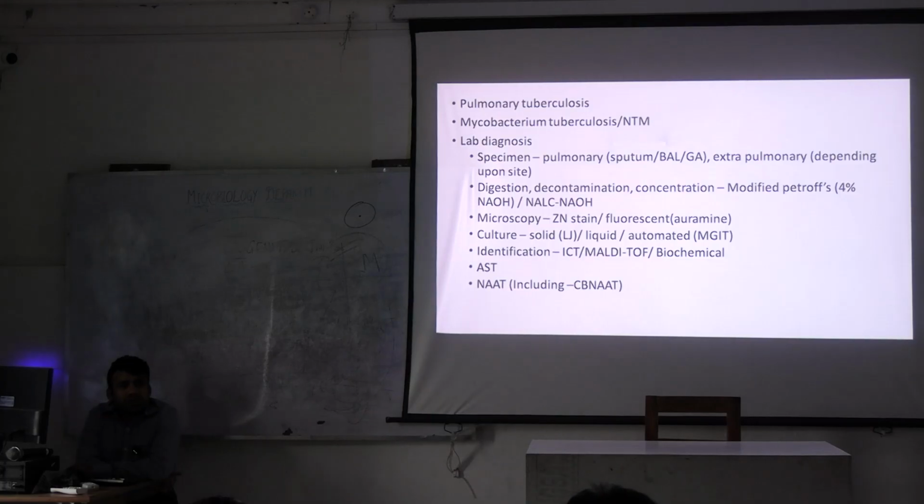The ideal microscopic method would be a ZN stain preparation with decolorization by 25% H2SO4, or we can use the fluorescent method, that is auramine staining, and use a fluorescent microscope for detection. Advantage of fluorescent microscopy is the chances of missing the bacilli are much lower as compared to ZN stain.